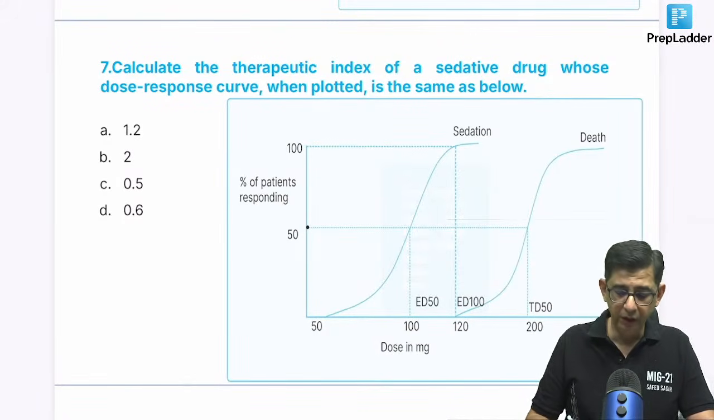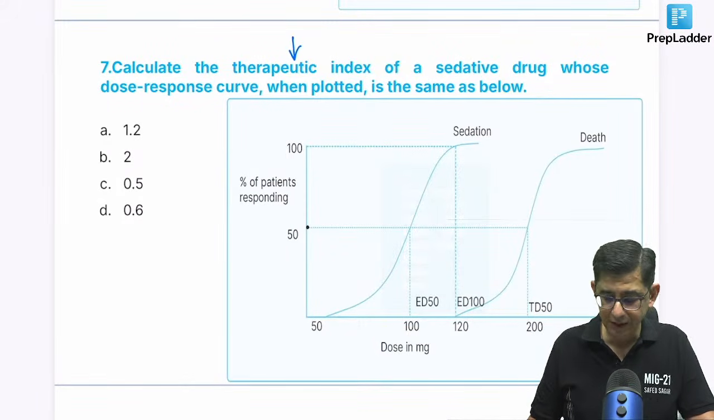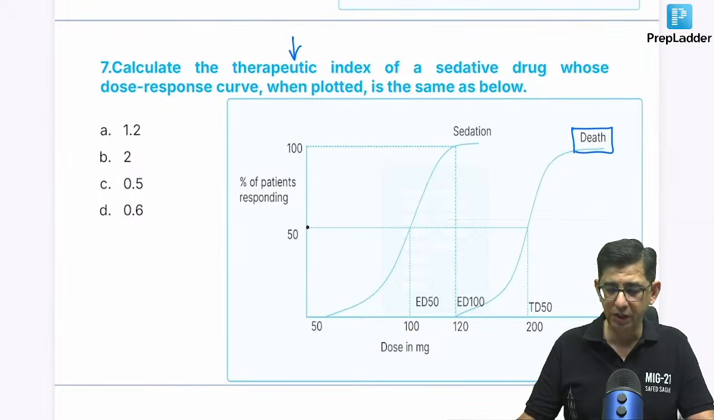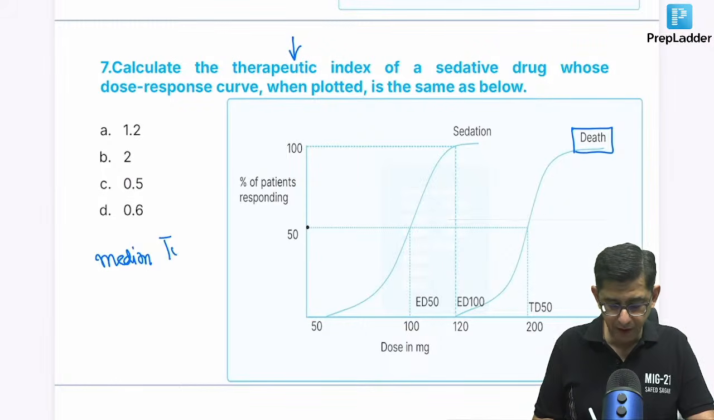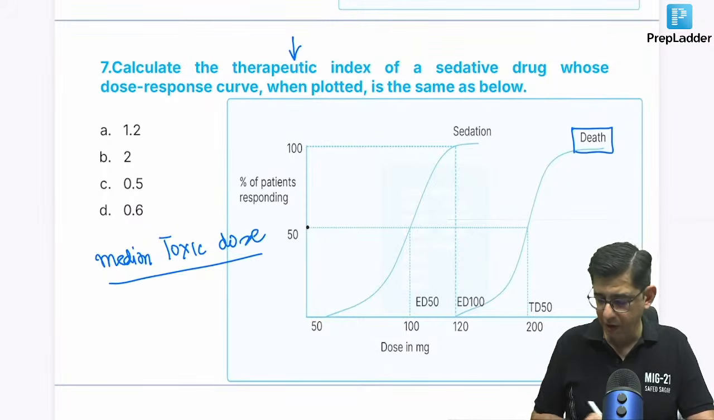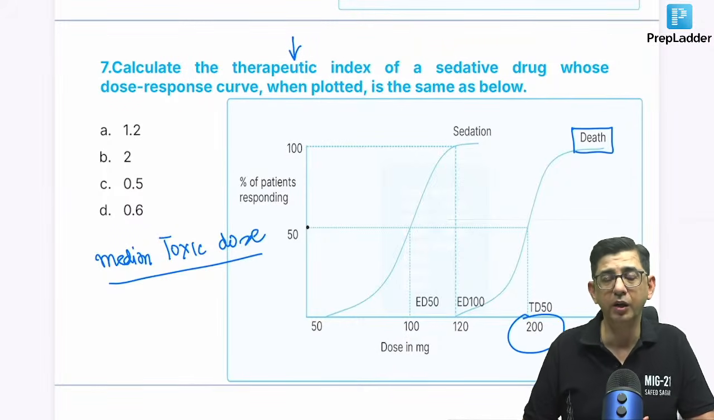Fine. Calculating the therapeutic index of a sedative drug whose dose response curve is given. So you can see that there would be death happening in a patient. So what I'll just do is take the median toxic dose, because I have to calculate the therapeutic index. All I need to do is simple mathematics. That is a median toxic dose, which would be like 200. And then I'll also take into consideration the median effective dose.